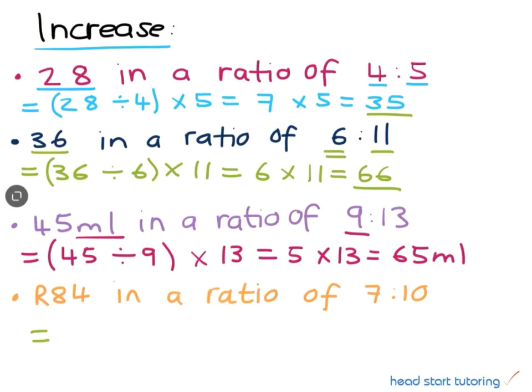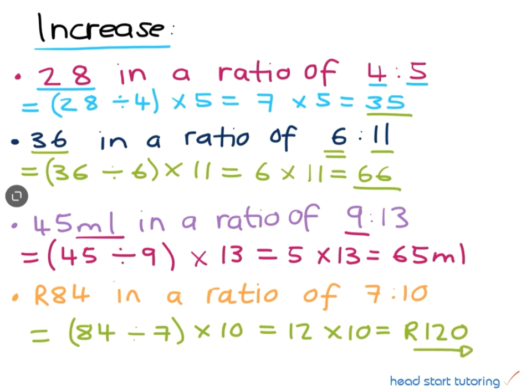Increasing 84 Rand in a ratio of 7 to 10. Again, I divide my 84 by the smaller number, which is 7, and I multiply it by my bigger number to get 84 divided by 7 is 12, and 12 multiplied by 10 is equal to 120 Rand. So increasing 84 in a ratio of 7 to 10 gives me an answer of 120 Rand.